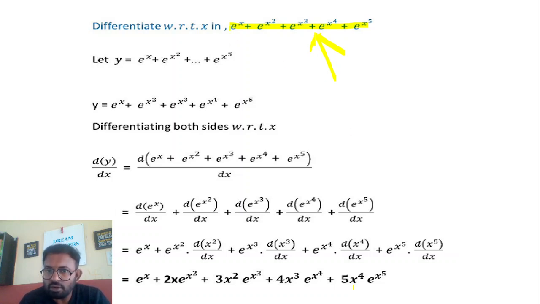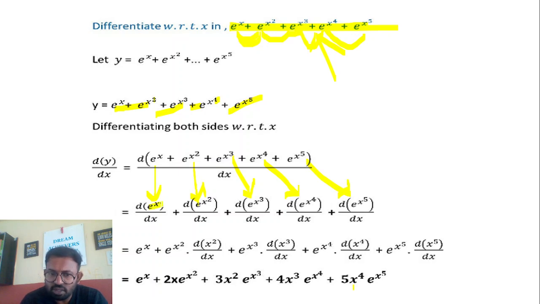So when they have given it like this, when we have a plus or minus between each 2 terms, here I am having plus between each term, you can see e power x plus e power x square, e power x cube plus e power x to the power of 4 plus e power x to the power of 5. So I need to differentiate separately. First e power x differentiation, next e power x square differentiation, e power x cube differentiation, e power x to the power of 4 differentiation, e power x to the power of 5 differentiation.